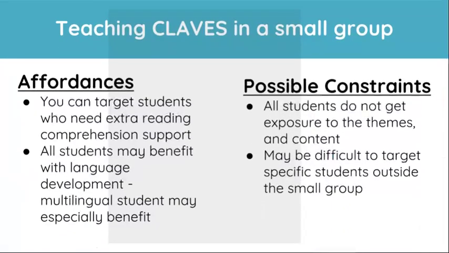However, through our research, we've learned that there are some affordances, but also possible constraints when teaching in small groups. Some possible affordances are that you can specifically target students that may need more comprehension support or more language development support. It may also especially benefit multilingual students. However, possible constraints are that not all of the students in your class get the exposure to the themes as well as the rich content that's available, and it could be difficult to target students outside of the small group that may need these supports. That is what we found through anecdotal information.